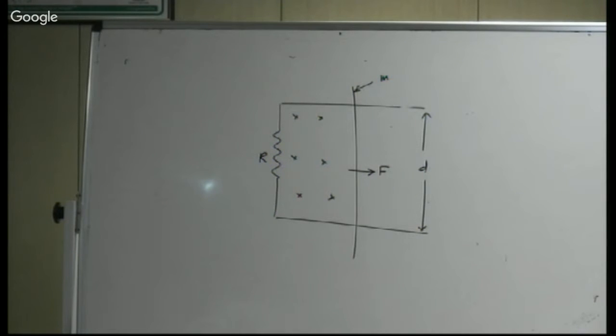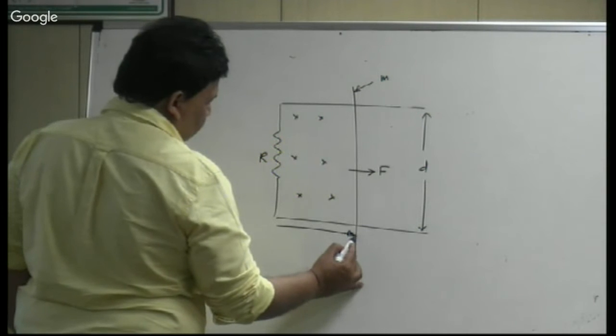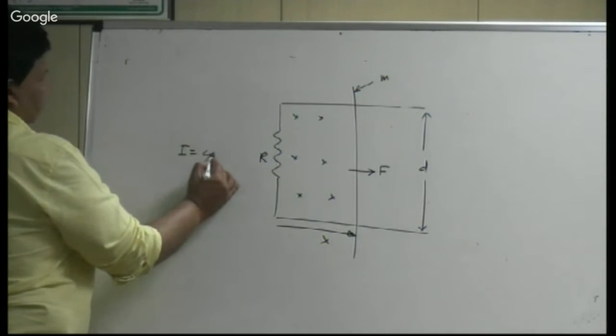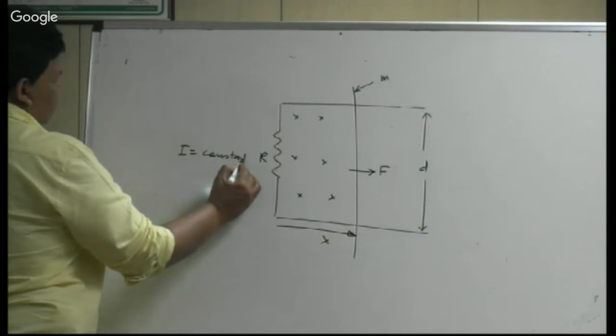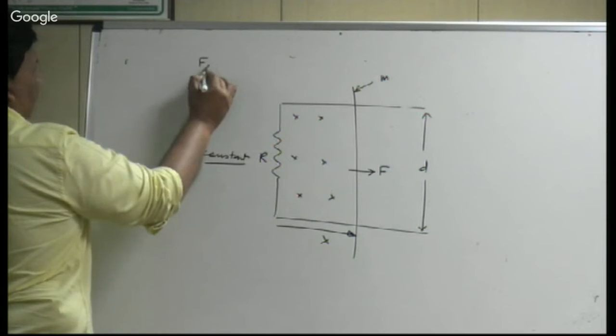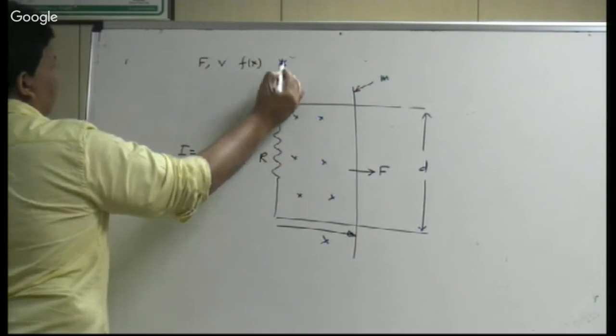Or you can say we have to find the relation between F and v as a function of x. We can measure x from this distance. So he says I is constant, and we have to find a relation between F and v as a function of x.